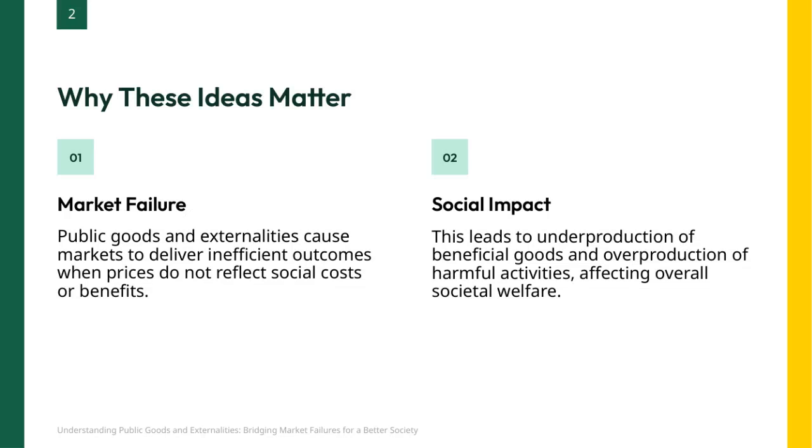When we talk about market failure, we're referring to situations where markets don't allocate resources efficiently. This happens because the prices we see in the market don't fully capture the true social costs or benefits. For example, public goods and externalities can cause these distortions, leading to less than ideal outcomes. The social impact of this is significant. Because markets fail to account for these factors, we end up with underproduction of goods that benefit society and overproduction of activities that can be harmful. This imbalance ultimately affects overall societal welfare, making it crucial to understand why these ideas matter.